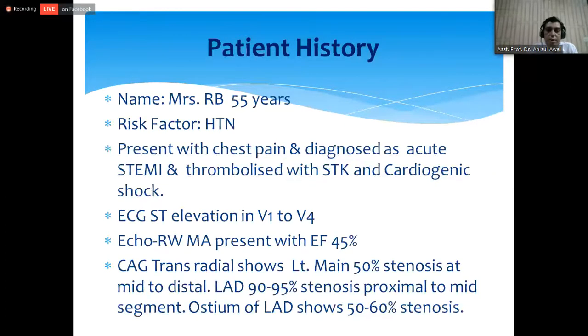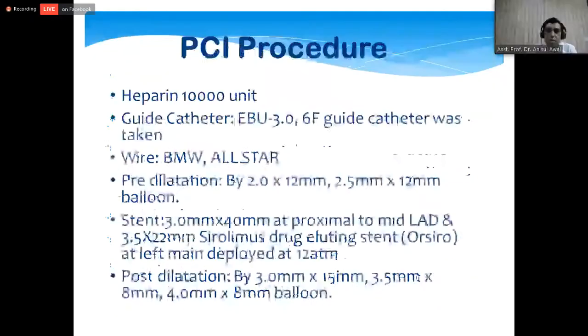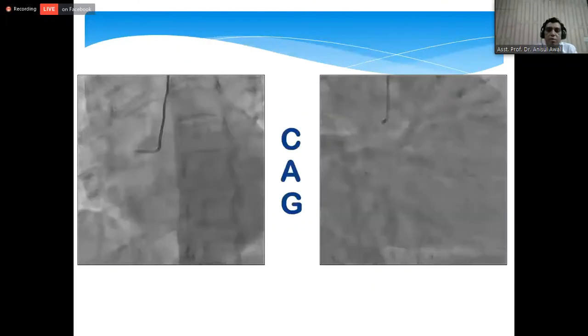This is the history of a 55-year-old woman, hypertensive, diagnosed as anterior ST-elevation MI, thrombolysed with streptokinase, with cardiogenic shock. She was treated conservatively in another center and then referred to our center. ECG showed ST elevation in V1 to V4, echo showed regional wall motion abnormality, and ejection fraction was 45%. We started the procedure with heparin, took the diagnostic angiogram, and then took the IVUS.